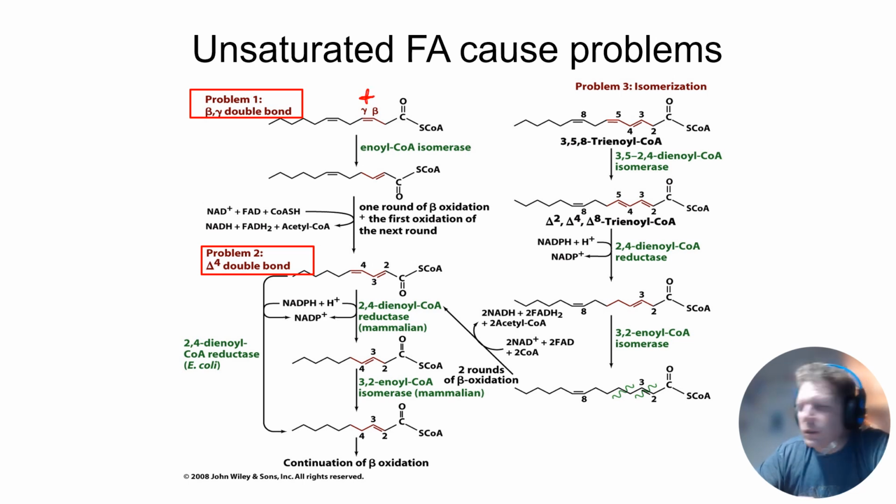Now that problem isn't something that's insurmountable, but that's something that we just have to deal with. We have to reposition that double bond. We have to position it between our alpha and our beta carbons. So we use an enzyme known as enoyl-CoA isomerase. This is an isomerase. All that it's doing is essentially moving our double bond from between our beta and our gamma to our alpha and our beta.